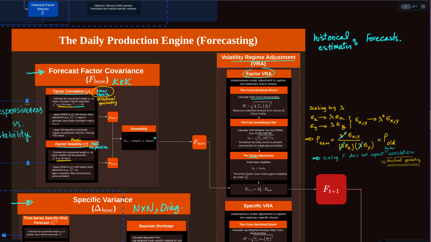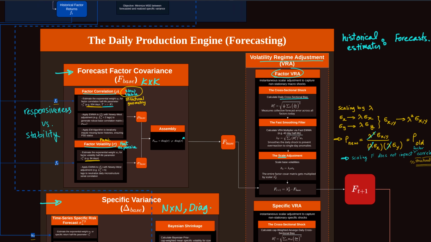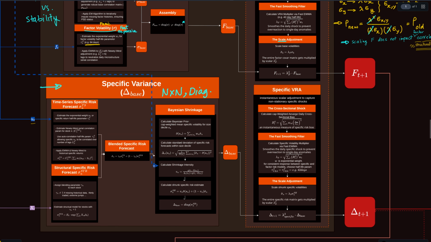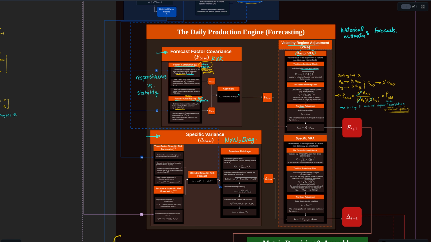By now, we have covered the upper track of the daily production engine, forecasting the factor covariance matrix, but that is only half the battle. Down here in the lower track, we also have to forecast the specific variance matrix, which is our diagonal N times N matrix called delta. Unlike the factor covariance matrix, which is built from a relatively small number of systematic factor returns, specific risk is fundamentally an asset-level problem.